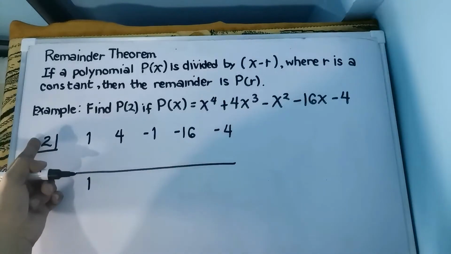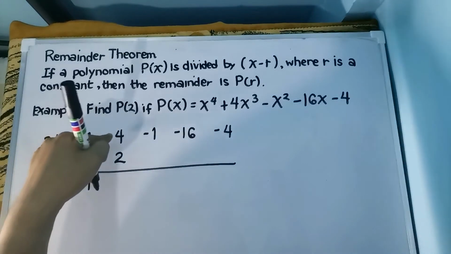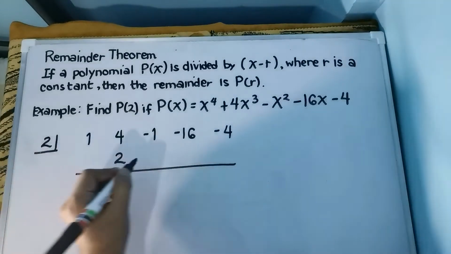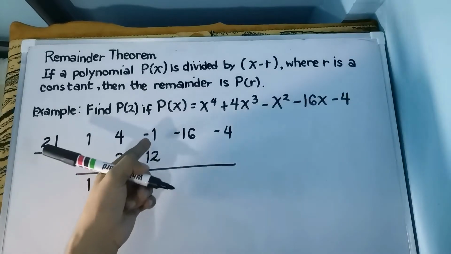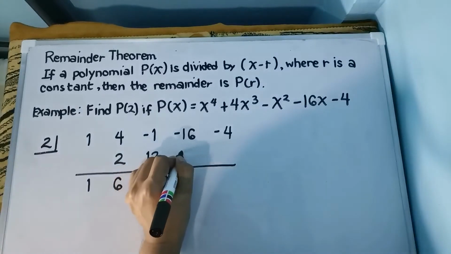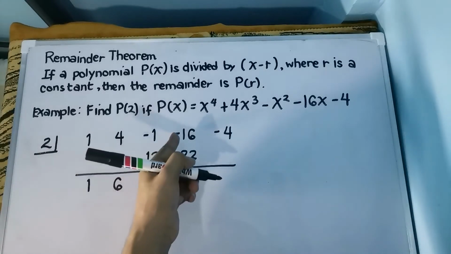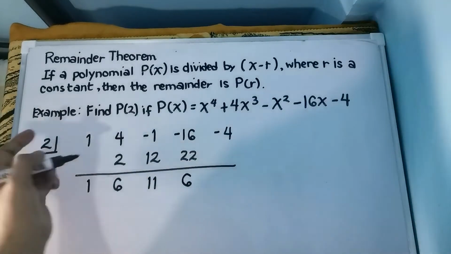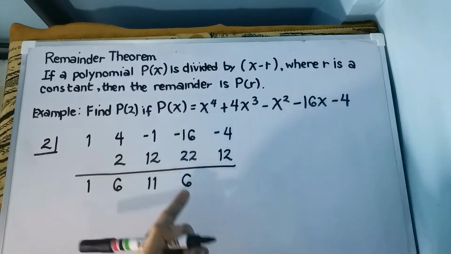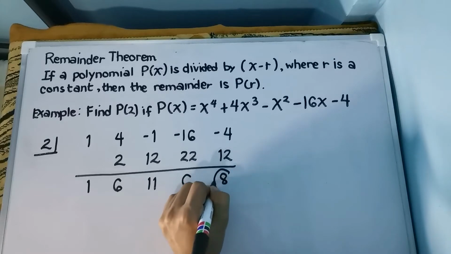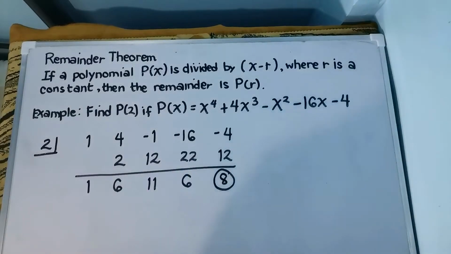So 1 times 2 is 2. 4 plus 2 is 6. Then 6 times 2 is 12. Then negative 1 plus 12 is 11. 11 times 2 is 22. Negative 16 plus 22 is 6. 6 times 2 is 12. Negative 4 plus 12 is 8. So therefore, the remainder is positive 8.